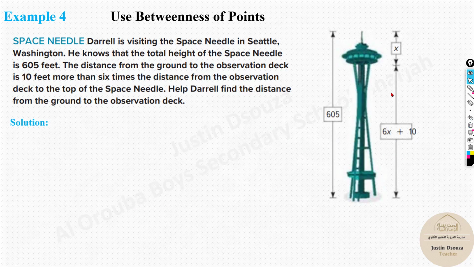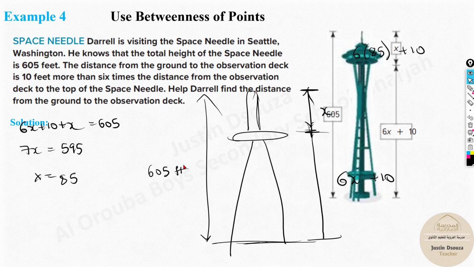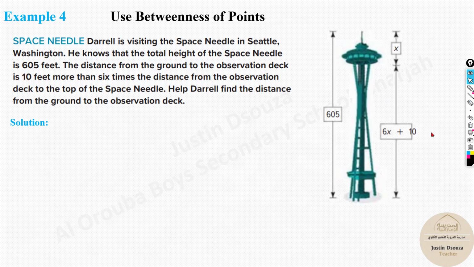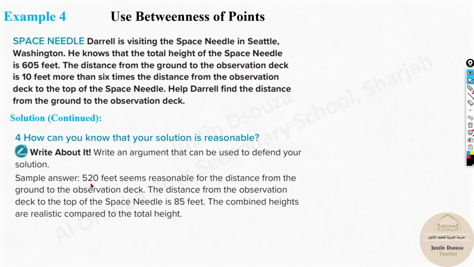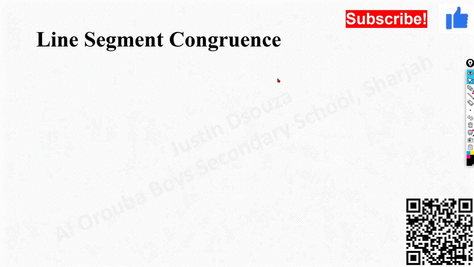Okay, now there's the figure over here. What we did is about the diagram. Until over here, it is 6x plus 10, and above it's x, and this total is 605. We got the answer. Sorry, let's go back over here. 520 feet. That's the correct answer. Now we will study line segment congruence.